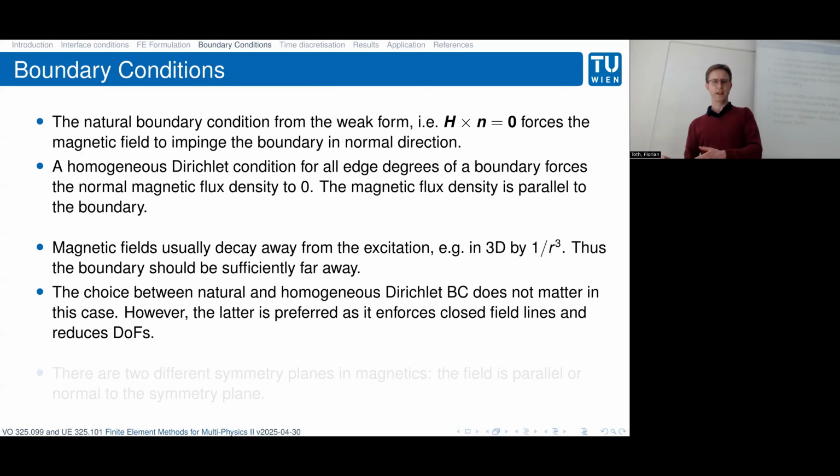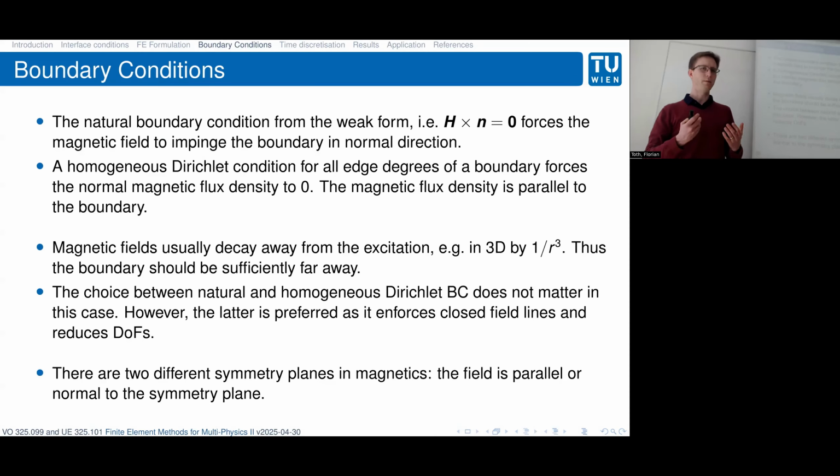The choice between the natural and the homogeneous Dirichlet conditions does not matter in this case. If the boundary is far away, the direction of the field will not matter. It should be 0 anyway. The homogeneous Dirichlet condition is maybe a little bit preferred because first it eliminates degrees of freedom, so you have to solve for fewer degrees of freedom, and it forces closed field lines within the domain, which might be beneficial.